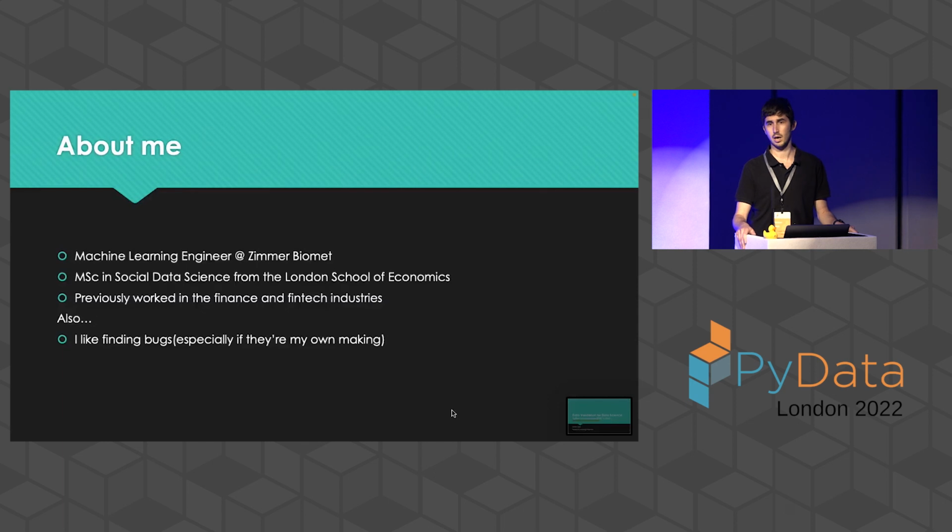So a few words about me. I'm a machine learning engineer at Zimmer Biomet, which is an orthopedics medical devices company. A few years back, I did a master's in social data science at the London School of Economics, and previously I worked at the finance and fintech industries. And another thing about me is that I like finding bugs. I actually love it, and especially if they're my own making. And that is one of the reasons that I went on this journey of exploring data validation tools and actually incorporating them in the products that my team is building. And hopefully, I'll show you a good show of them today.